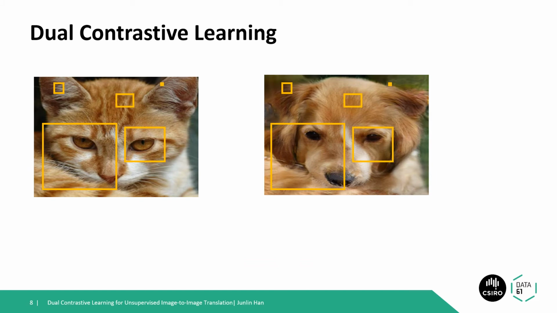CUT employs 5 levels of layers inside the encoder, that is, 5 different levels of patch sizes. However, the first layer of CUT also includes the RGB pixel, which is the 1 by 1 patch. In this example, the 1 by 1 patch of the cat is around its right ear, but after translation, this part actually becomes the background. So we think the RGB pixel is not beneficial to the learning process, and we remove it.